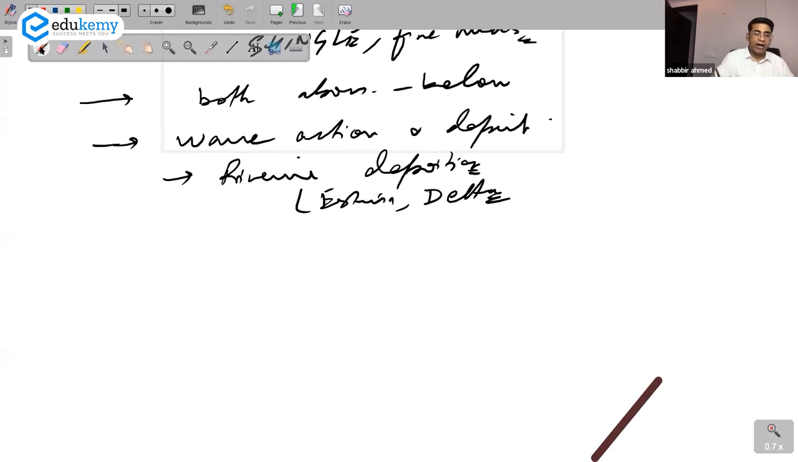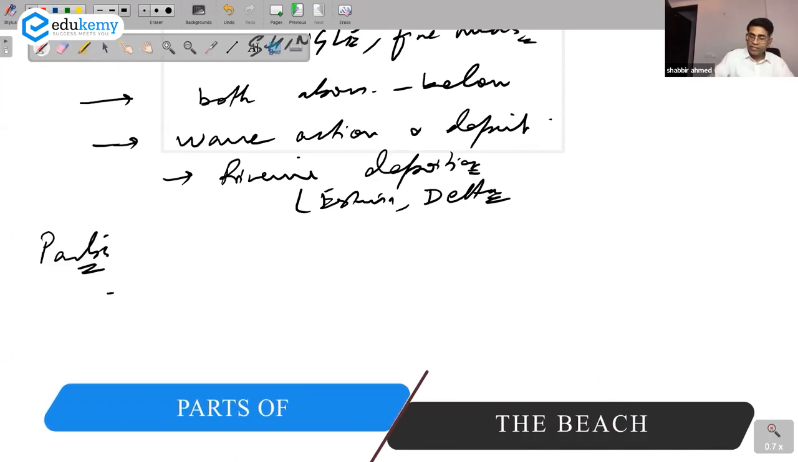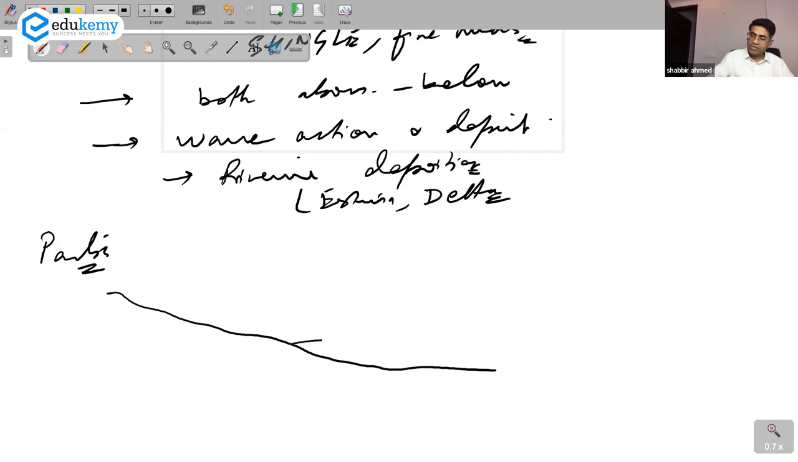Now, what are the parts of the beach? So this is the gentle slope here, and this is the sea level. This is the mean sea level. This is the high tide. This is the low tide. The high tide, the low tide.